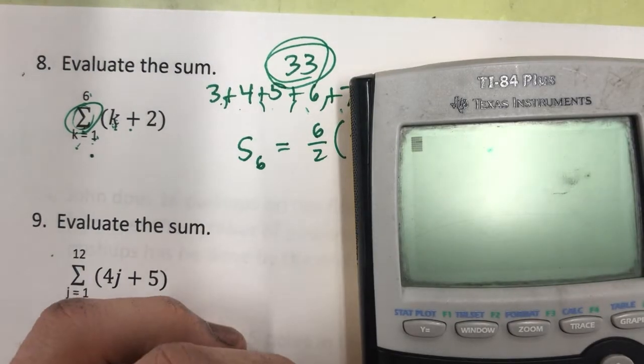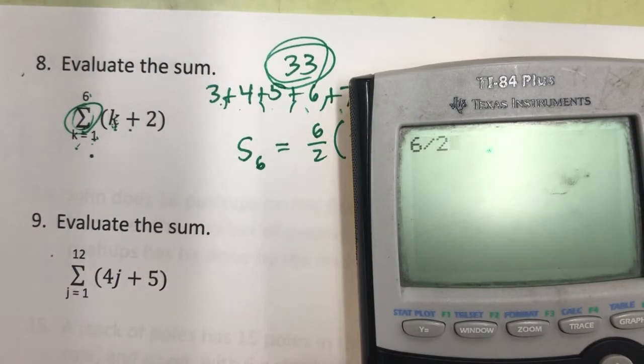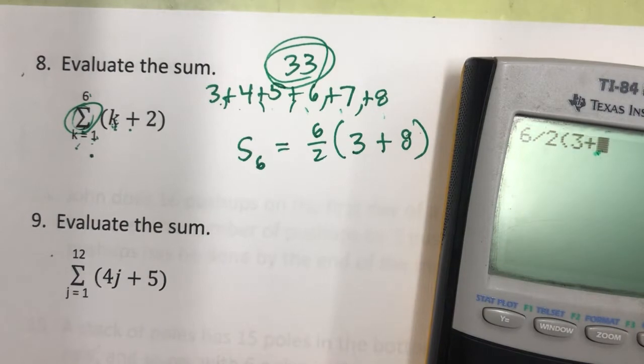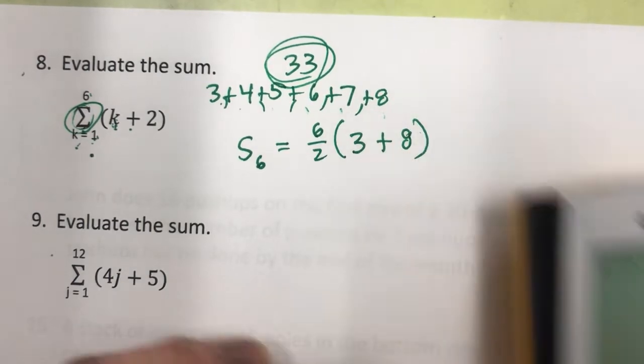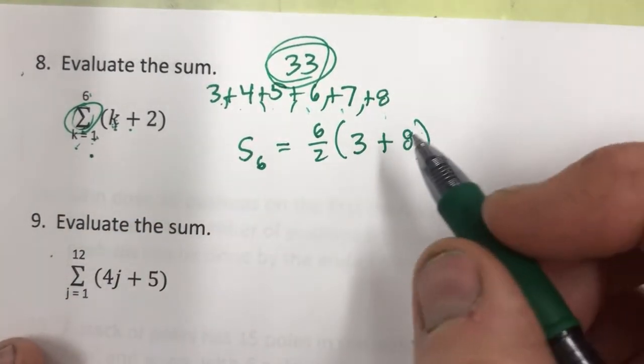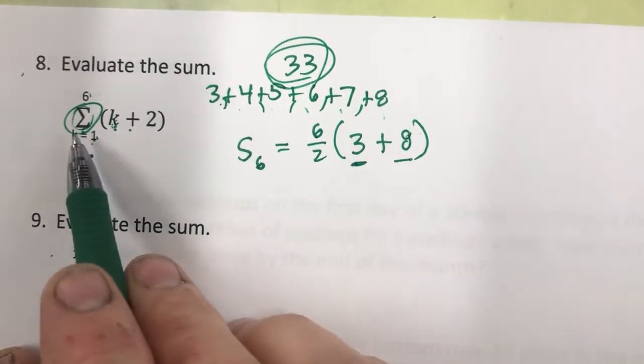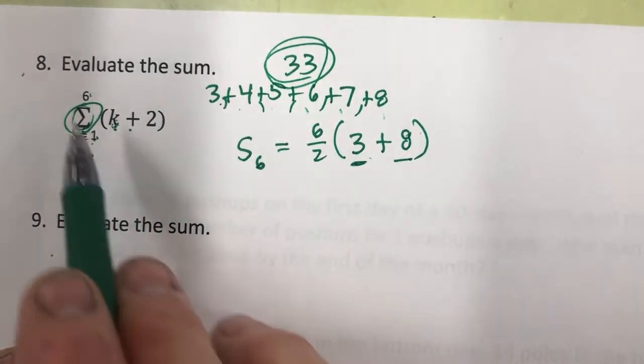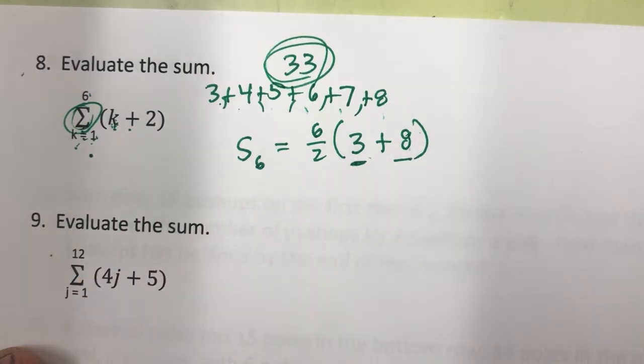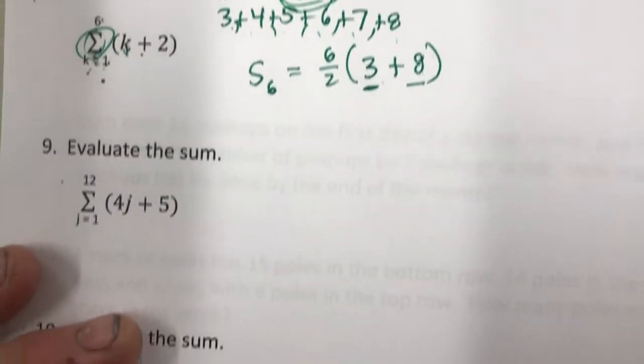So if I type that in, 6 divided by 2 times 3 plus 8, 33. So we were right, 33 is the answer. Now, how do I get these numbers here? If I put 1 in, 1 plus 2 is 3. If I put 6 in, 6 plus 2 is 8. So let's do that on this one.